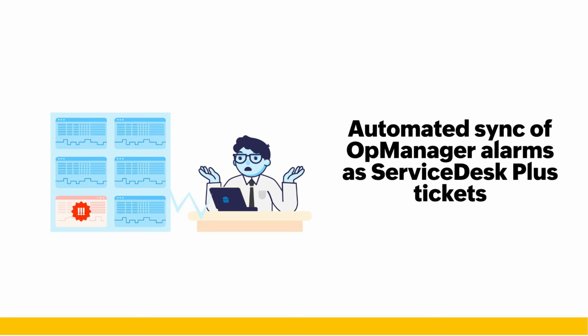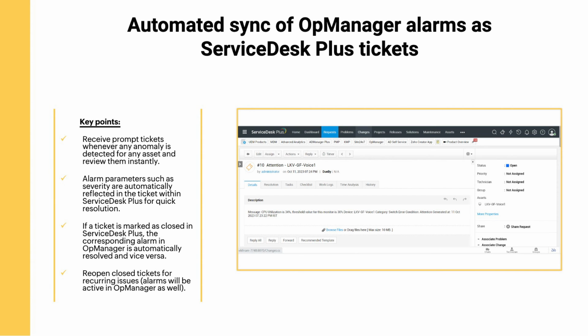Next is the automated sync of OpManager alarms and ServiceDesk Plus tickets. So you can establish notification profiles in OpManager to generate tickets, which will facilitate the automatic conversion of alarms to tickets in the ServiceDesk Plus platform. So this ensures that you receive prompt notification in case any irregularity pops up, so that you can swiftly resolve those issues. So whenever a ticket is resolved in ServiceDesk Plus, the corresponding alarm is also closed in OpManager, and it works vice versa. Let me show you this.